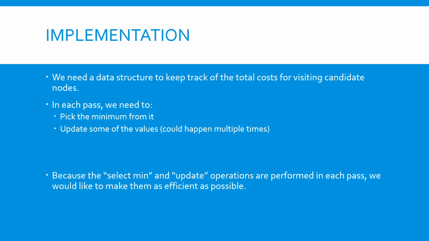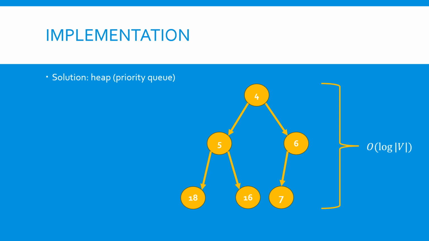To summarize what we have observed, we need a data structure like the top left table to store the total cost for visiting the candidate nodes. We need to pick the minimum from the data structure, and we also need to make updates to some of its members. Because both operations are performed in each pass, we would like to make them as efficient as possible. The solution is to use the heap data structure, which is also called priority queue. You can find more information about it online.